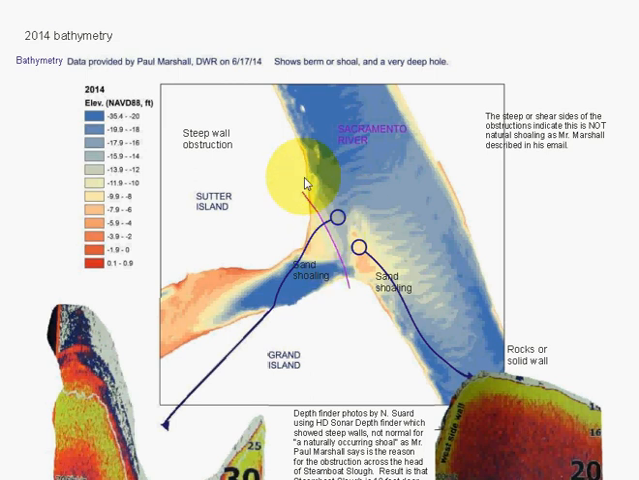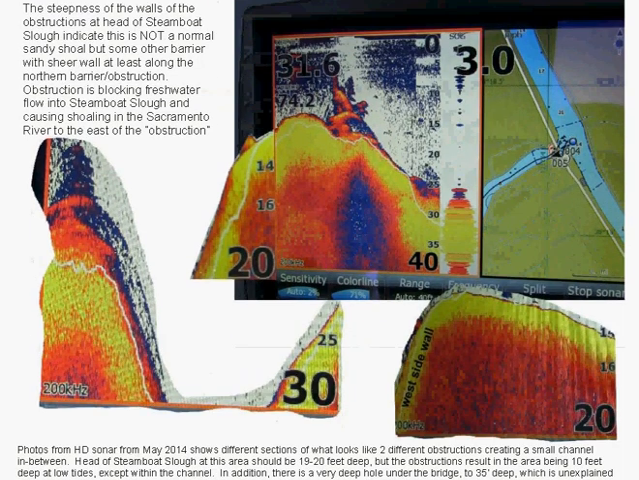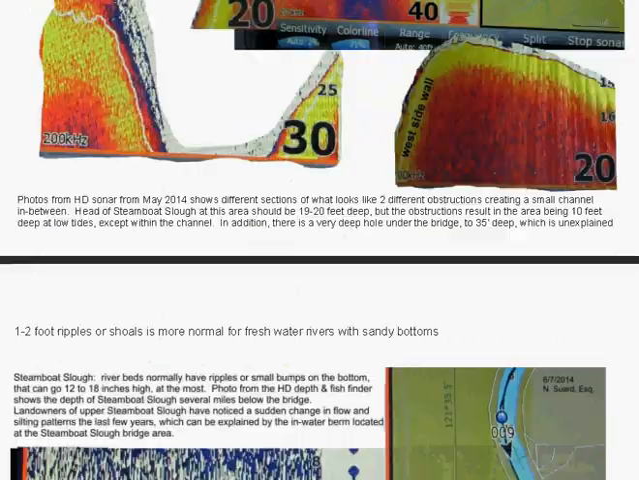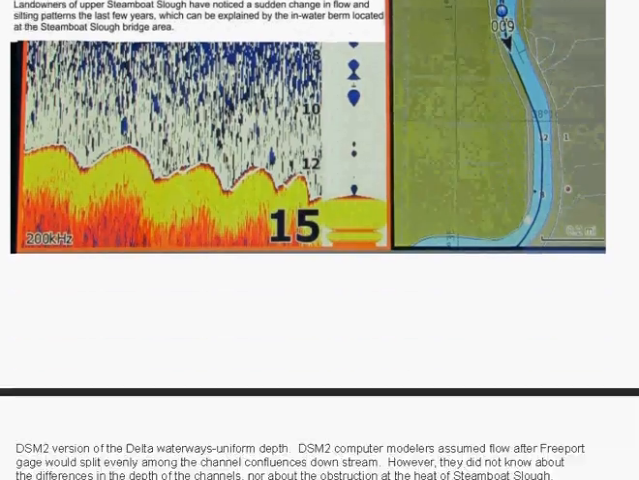So there's actually two different shoals going on, and the structure inside the shoals, you can see on this one, indicates a solid wall of cement or metal or something. That is not naturally occurring. You can see the sheerness of the wall indicates it is not naturally occurring. A normal river bottom would have 1 to 2 foot little ripples like that, not the sheer walls that we're seeing.